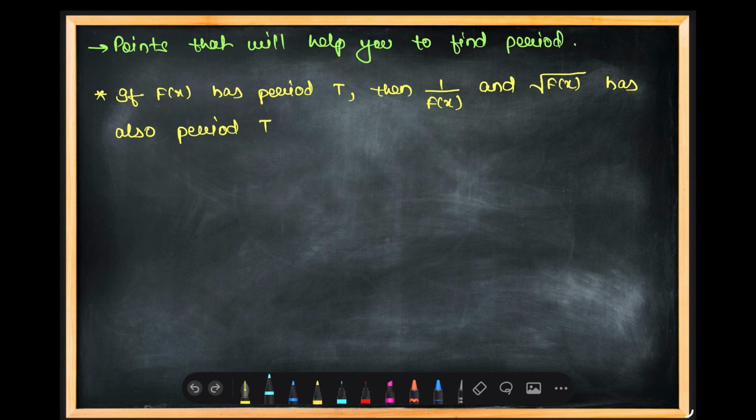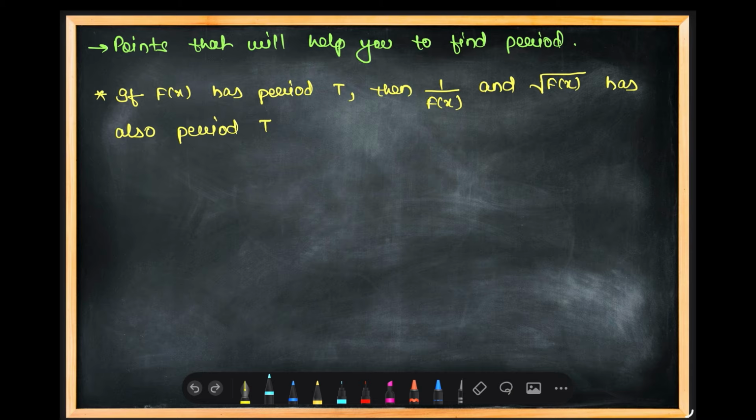And if I ask you what is the period of 1 by f of x, or if I ask you to find the period of root under f of x, you have to say that it is also T, meaning 2 pi. So if you are taking a reciprocal, or putting the function inside a root, the period would still be the same. I hope the first point is clear.